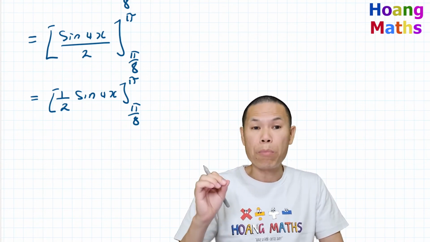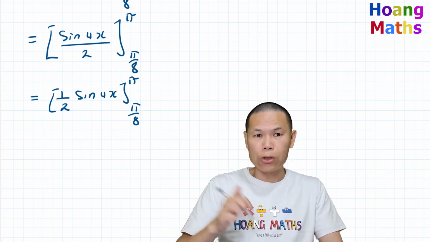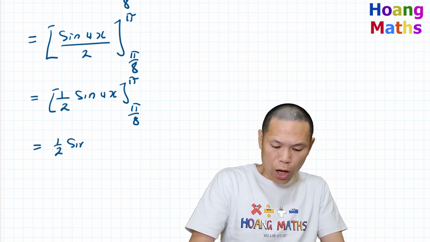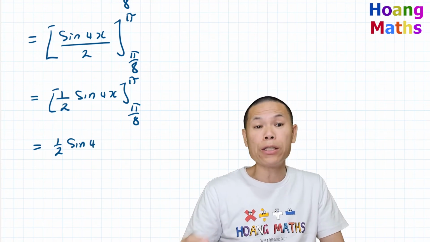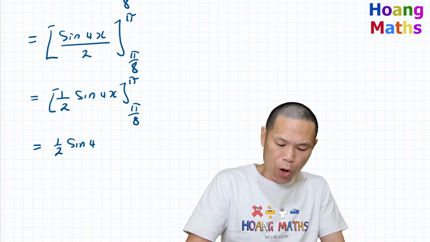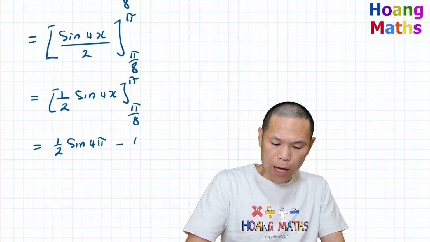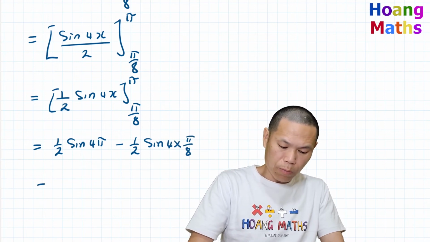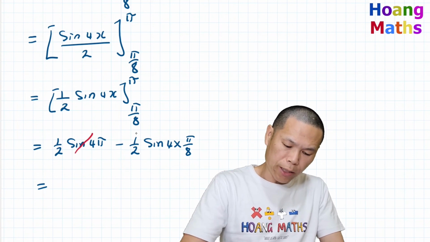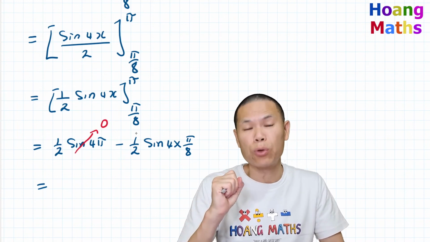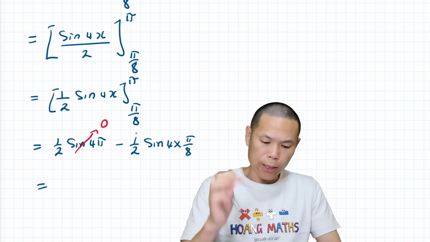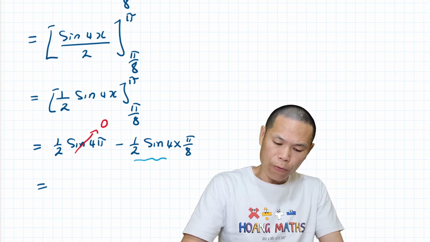I just substitute pi in and pi over 8. So let's do it straight away. That becomes a half sine of 4x, but x is pi, so we substitute that in. 4 times pi is 4 pi. And then we minus a half sine of 4 times pi over 8. Sine of 4 pi gives me 0. Otherwise you can just put it in a calculator. Make sure your calculator is in radian mode. So now what you get is negative sine of 4 pi over 8.